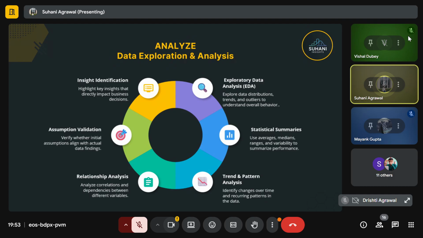By relationship analysis, I mean analyzing the correlations, like the dependency between an independent and a dependent variable. Across two variables, what's the relationship between them, and how are they changing? If the dependent variable is changing, what's the change in the independent variable, and if the independent variable is changing, what's the change in the dependent variable? Next is assumption validation. In this, we check whether the initial assumptions align with our actual data findings.